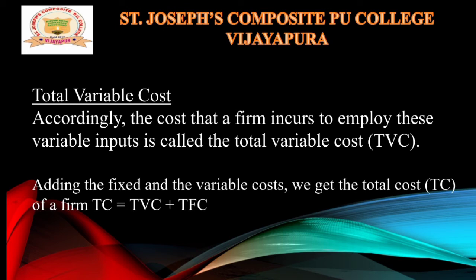What are the examples of total variable cost? Wages of temporary laborers, cost of fuel, electricity, raw materials. These are examples of total variable cost, because a temporary laborer's salary is not fixed, right? Fuel price also we can't say is a fixed amount, and the electricity bill, including raw materials. These are a few examples of total variable cost.